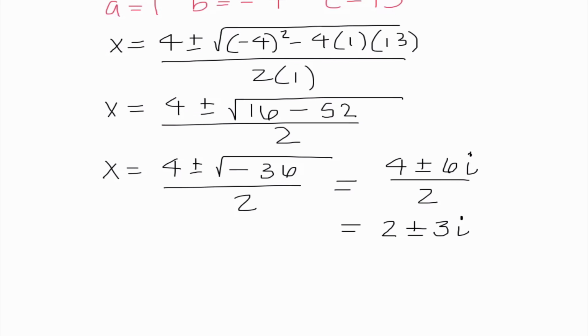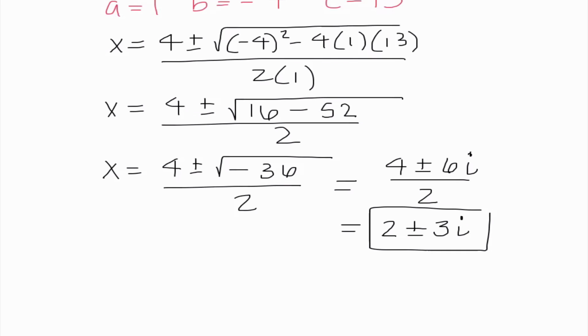And one of the biggest mistakes I see on a problem like this is that we forget to divide both of these values by 2. So I need to divide both terms in the binomial in the numerator by the monomial in our denominator. So these are our answers, 2 plus or minus 3i. We do have two answers because I have 2 plus 3i, and I also have 2 minus 3i.